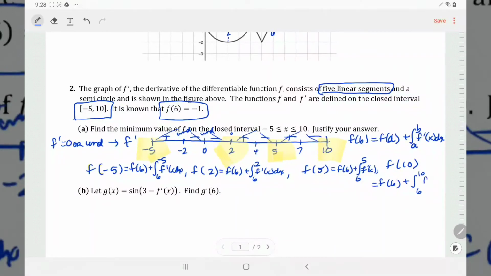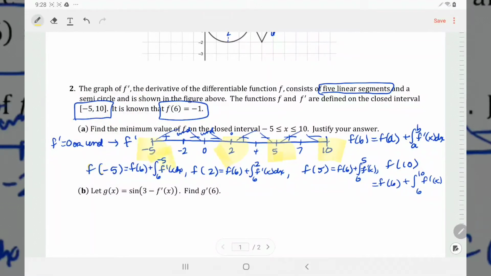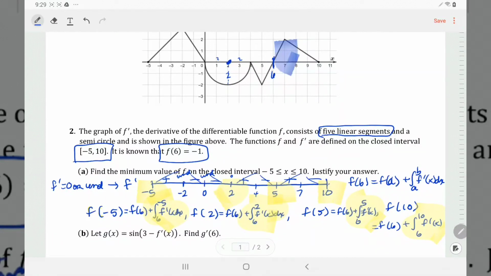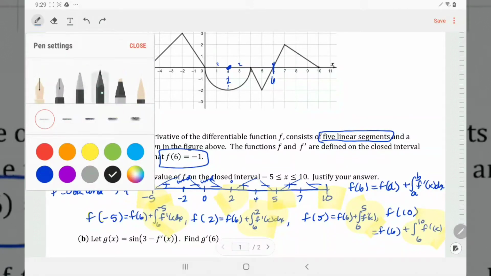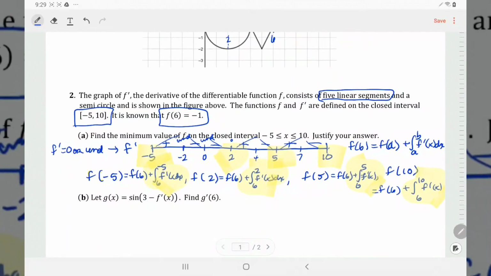So f of 6 is the same in all cases, so really my focus is just to look at these integrals, and whichever integral is the lowest is going to be the answer. So I'm going to start with 6 to 10. It already says it the way it is, so 6 to 10 looks like a big positive area. I feel like I can find the actual amount by a triangle and another triangle. So I could actually calculate this one, but I think this one's going to be high because this is going to be a big positive.